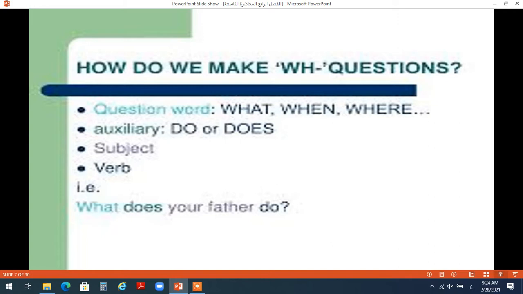For example, what does your father do? So here we have a WH question which is made up of a WH word or a question word, which is what. Then it is followed by the auxiliary verb does, and it is followed by the subject, your father, and the subject is followed by the main verb, which is the verb do, and of course there should be the appropriate punctuation mark, which is a question mark, since we have a question.